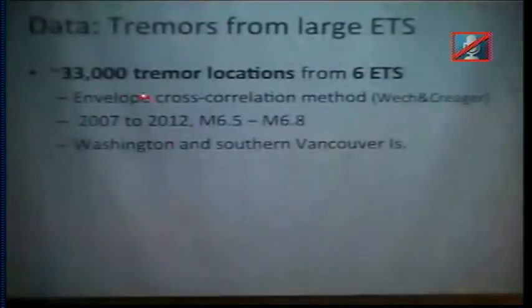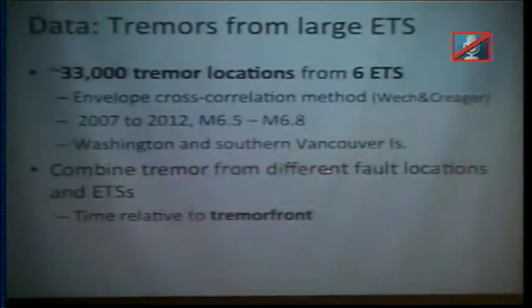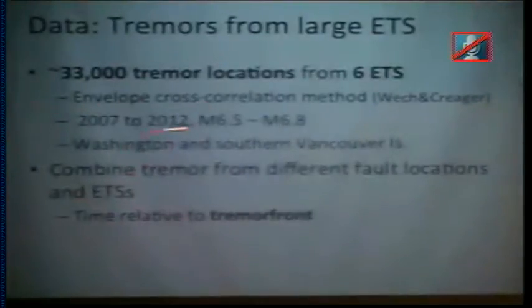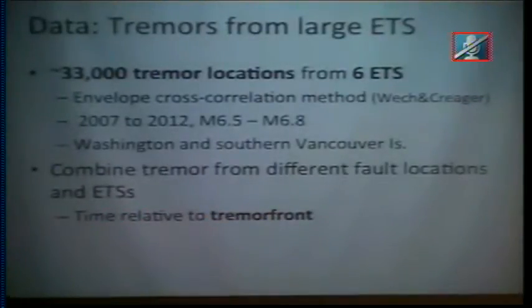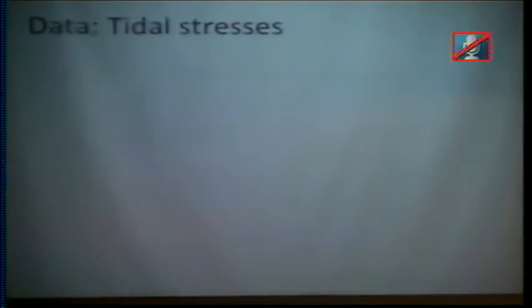And so the data of this study are all these tremor locations from 6 different ETSs between those dashed lines. They cover this region. And I'm going to combine tremor from different fault locations, different ETSs, 6 different ETSs. I'm going to combine them all given this tremor front time. So if there's any questions, you can ask.